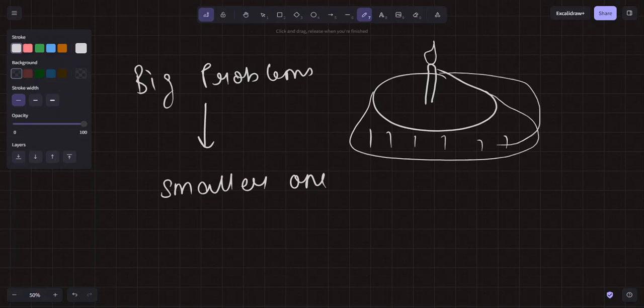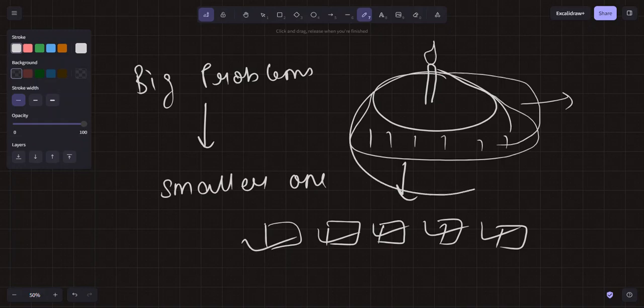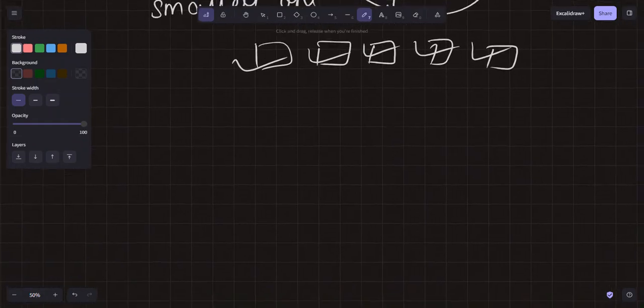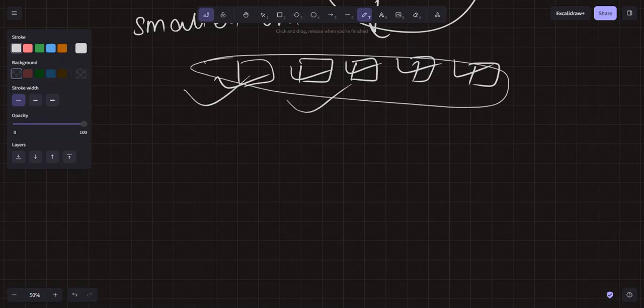So if I told you to eat this cake alone, you can't eat it, right? What will you do? You will divide it into small pieces like pastries. After that, you can eat one by one, one by one. So you're going to finish this whole cake, right? This is exactly what we do. Big problems we break into smaller problems, then solve each one. This is how you will solve a problem.